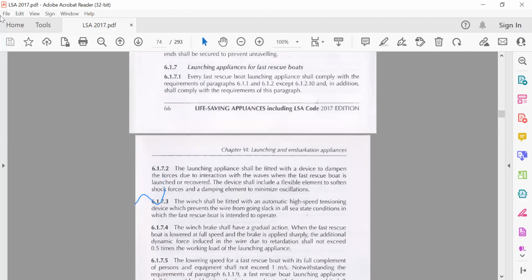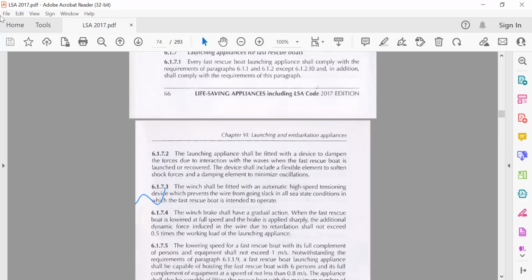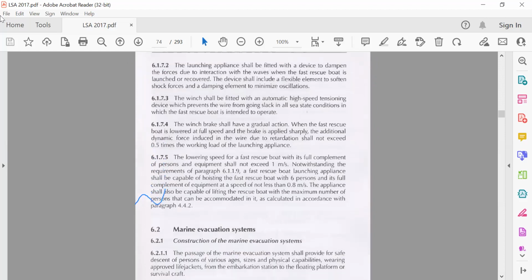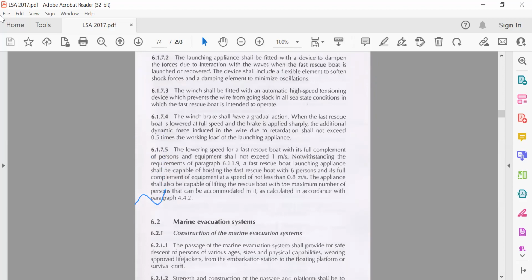And what are these requirements? The launching appliances shall be fitted with a device to dampen the forces due to interactions of waves when the fast rescue boat is launched or recovered. The device shall include a flexible element to soften shock forces and a damping element to minimize oscillation.